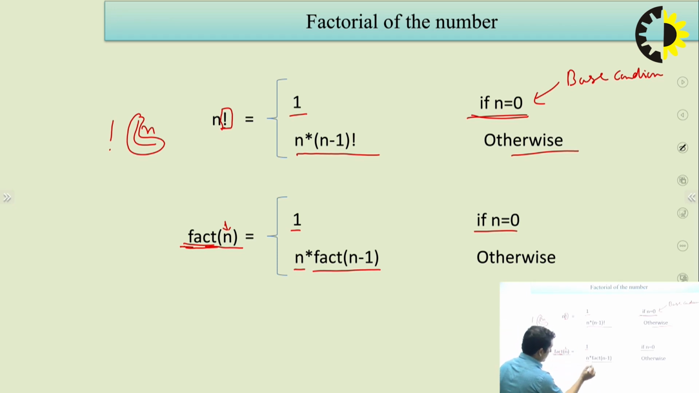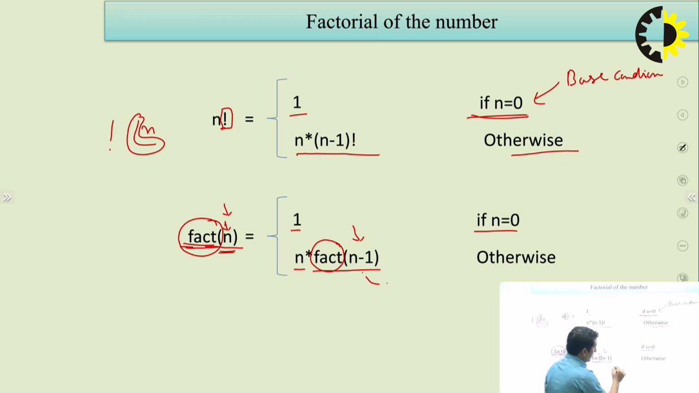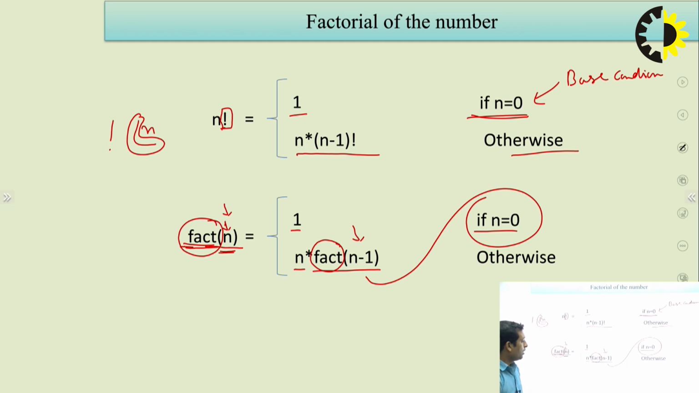When a function calls itself, here the function is fact, and in the definition part fact is calling fact itself. So, this is a recursive definition. Point to be noted: this parameter is n and this parameter is n minus 1. Both parameters cannot be the same. This is decreasing, and at some point it will touch the termination condition. Let us take an example.